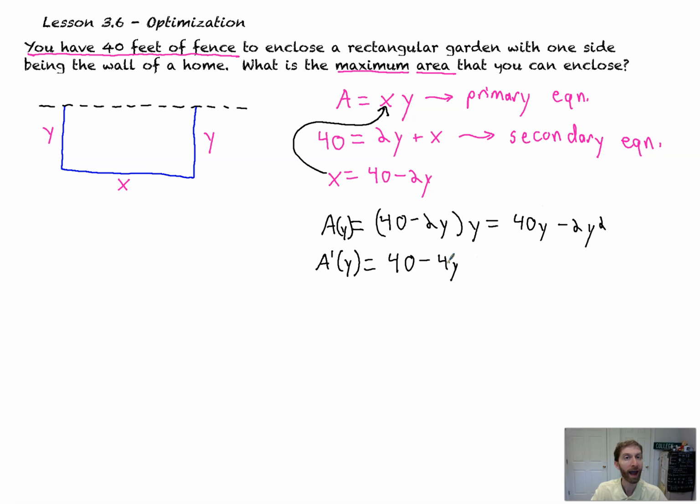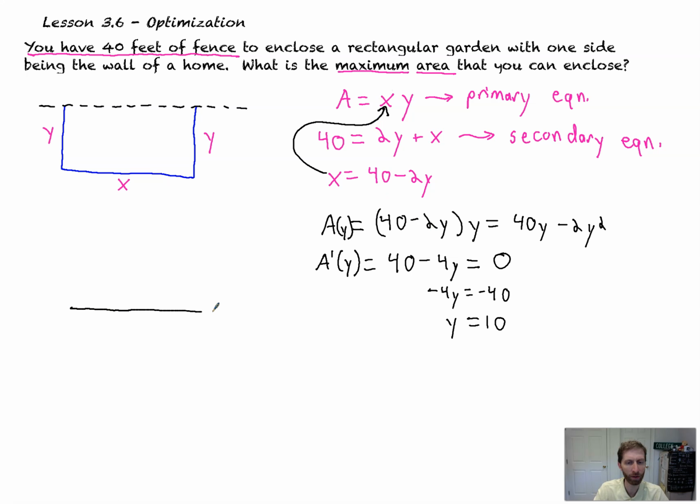And again, you're going after the maximum. So that's going to happen when this is equal to 0. Right? Or it could happen there. So we look for a critical number. And now we solve. So I'm going to subtract 40. We'll get negative 4y equals negative 40. And then divide by negative 4. So y equals 10. Now, some teachers are okay with you just saying, okay, y equals 10, plug it back in and get whatever your x value is, and now you've got the ability to find the maximum area.